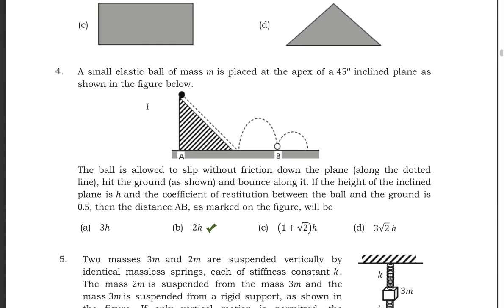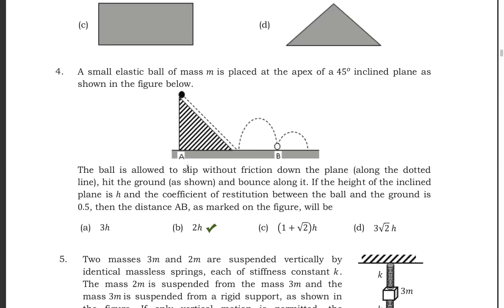So we have been given a small elastic ball of mass m which is placed at the apex of a 45-degree inclined plane as shown in the figure. So this is the inclined plane and this is the ball, the elastic ball. Elastic basically means that when it hits a surface, it will go through an elastic collision, so it will not deform when it collides.